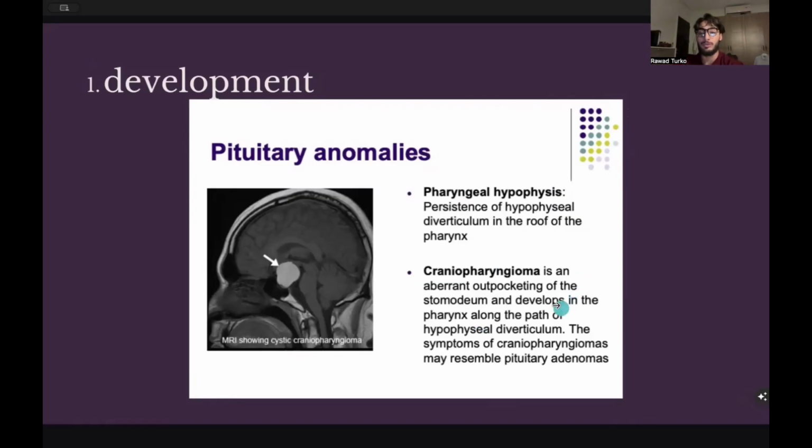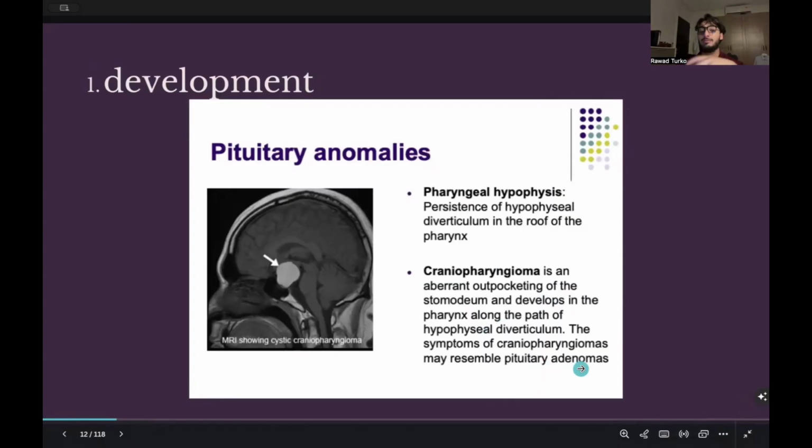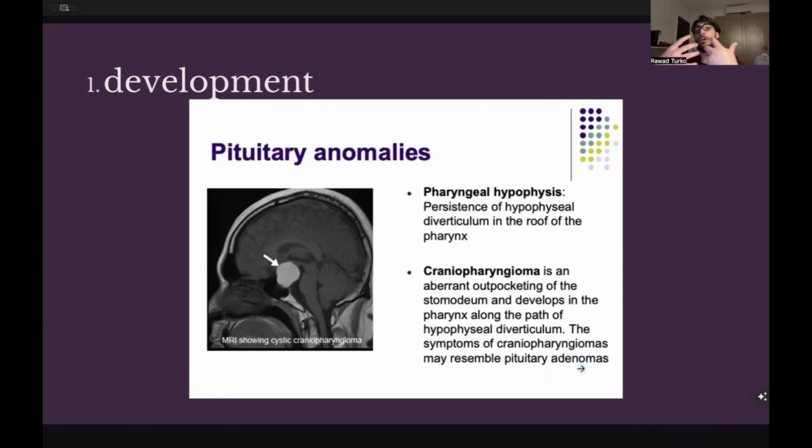And because it's a tumor, and it's actually specifically a childhood tumor, it's going to resemble pituitary adenomas. That's because it might compress, and it also could cause hypopituitarism, just because the pituitary gland is not able to secrete all of its product because of this pressure from the craniopharyngioma.